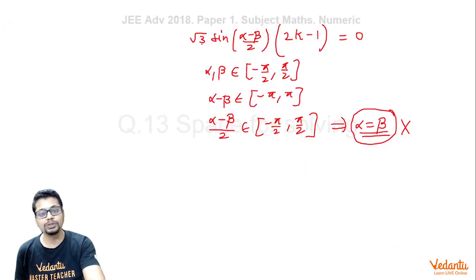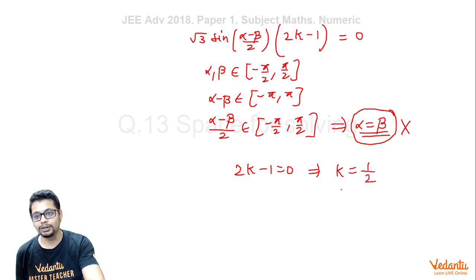So that means this expression can't be 0. So the only possibility is 2k minus 1 becomes 0. That means k, the value that we want, we get as half.